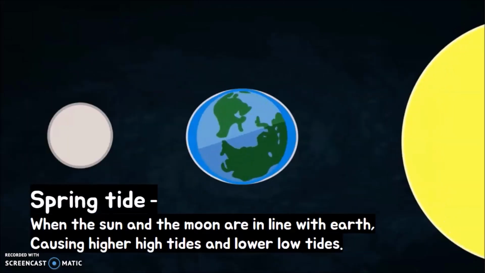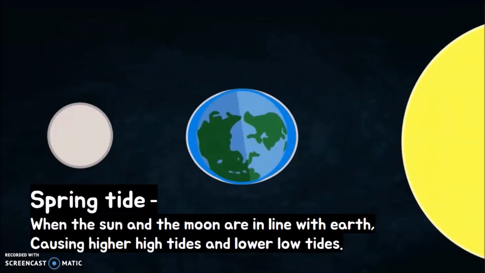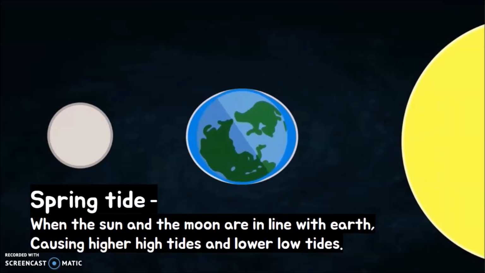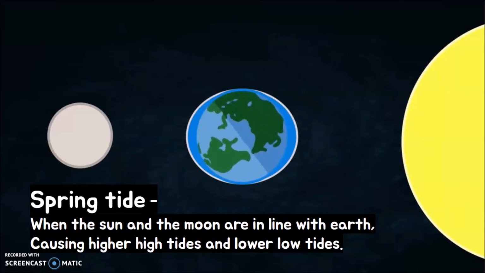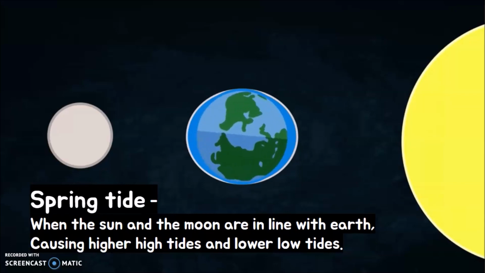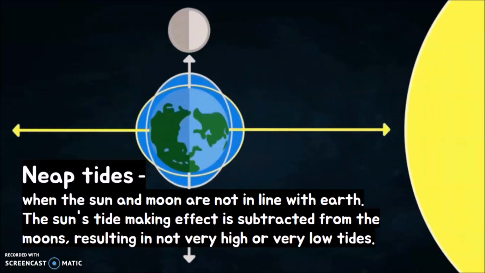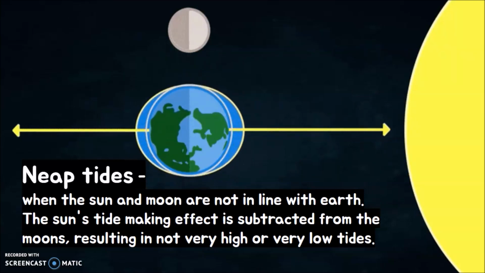An example of where it adds to the moon's gravitational pull is called the spring tide. When the sun and moon are in line with the Earth, it's going to cause higher high tides and lower low tides, since the sun is adding to the gravitational pull of the moon. An example of when the sun is taking away from the moon is called a neap tide. When the sun and moon are not in line with Earth, the sun's gravity and tide-making effect is subtracted from the moon, resulting in not very high or very low tides. It's going to be somewhere in the middle, more moderate.